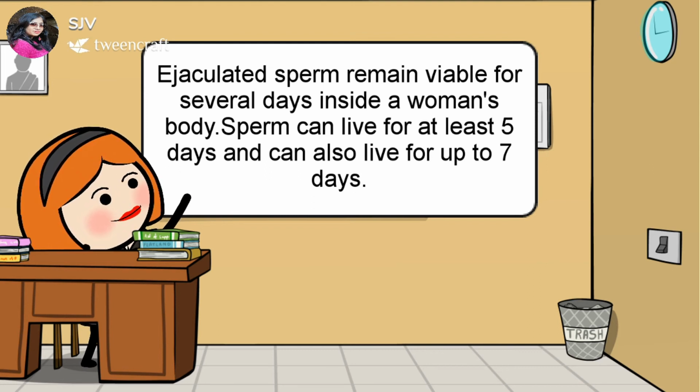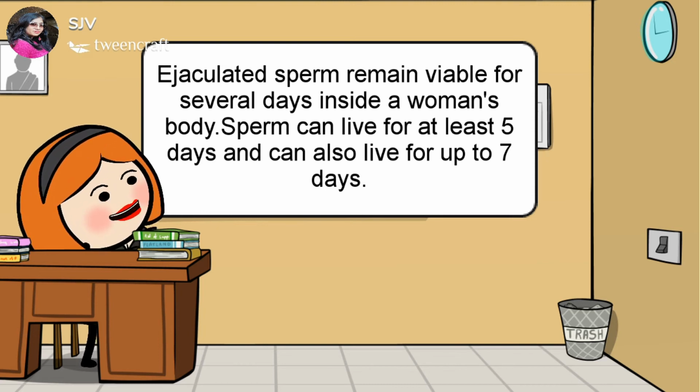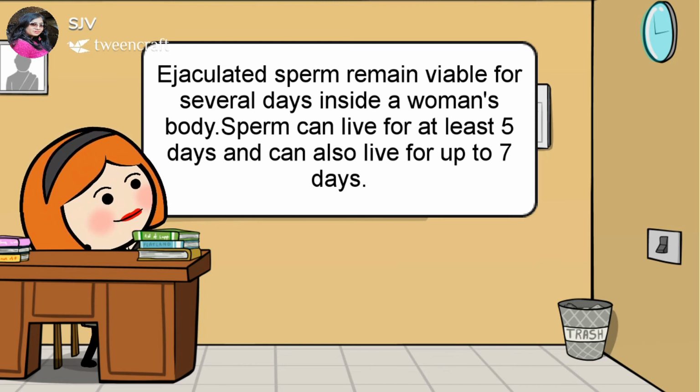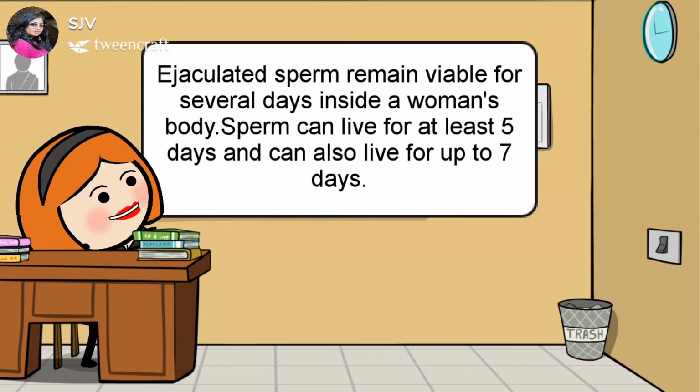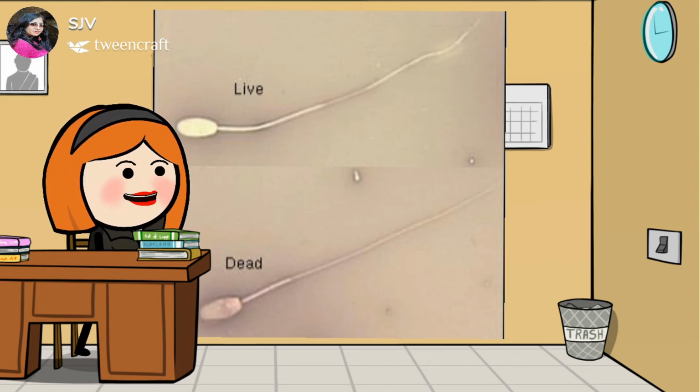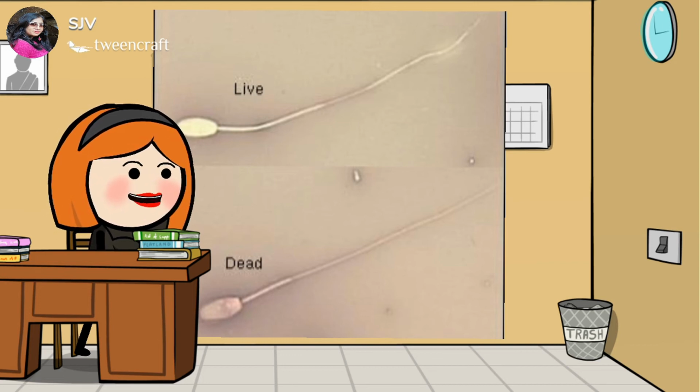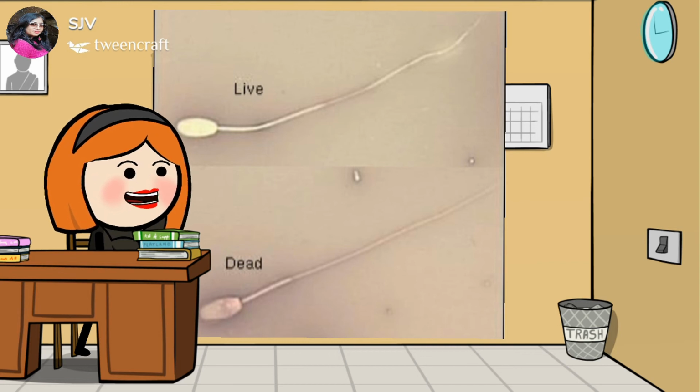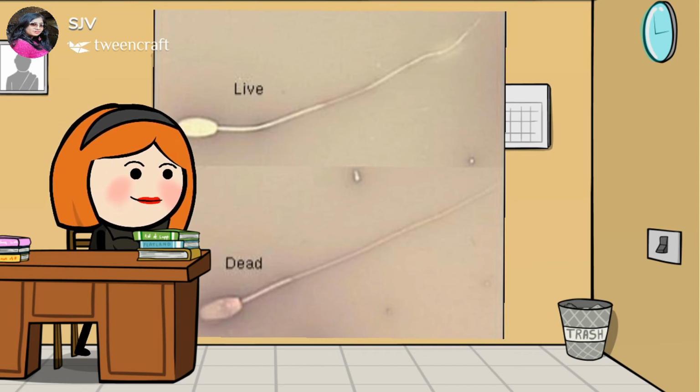Now, the ejaculated sperm remain viable for several days within a woman's reproductive tract, or if it is kept in a nutritive liquid or culture medium in the laboratory. Fertilization process is possible as long as the sperm is alive. Sperm can live for at least 5 days and can also live for up to 7 days. If you examine a live sperm and a dead sperm, it will look exactly like this in the picture here. You can also differentiate a live sperm and a dead sperm with the help of some staining techniques.